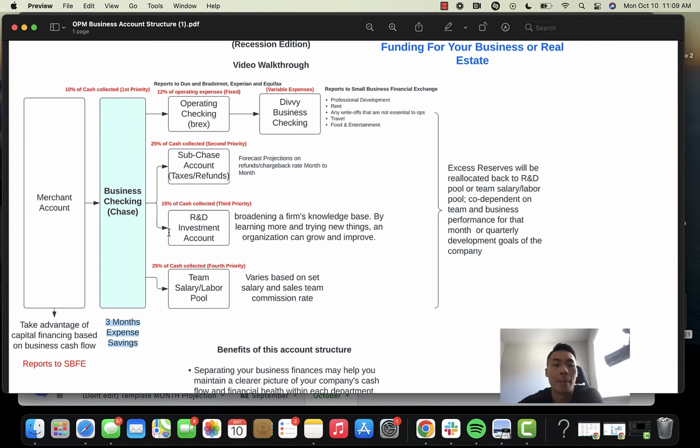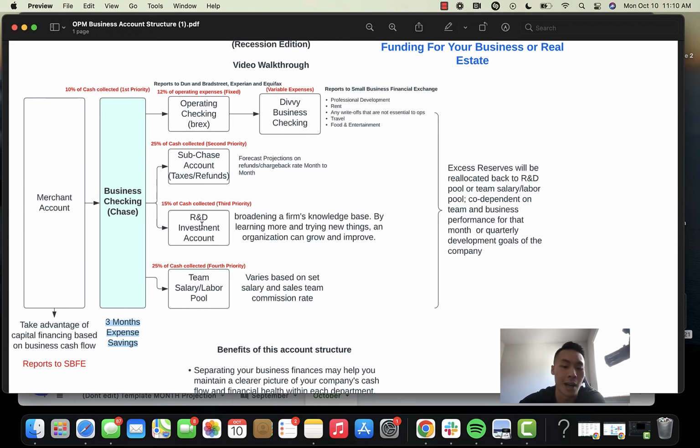Cool. Next up, if you're a hyper growth business, if you're planning to really scale and you're trying to hit like 5 to 10% growth month over month, then it is very essential for you to have a separate business checking account for just R&D purposes, right? R&D stands for research and development. It's pretty much about increasing the firm's knowledge base by learning more and trying new things so an organization can grow and improve, right? For example, maybe you're releasing a new product and that takes money to develop.